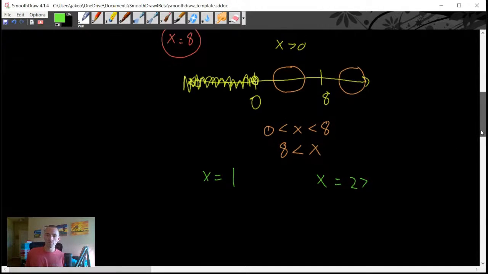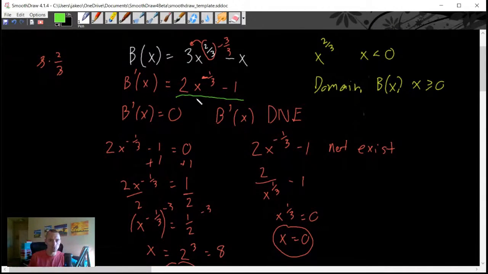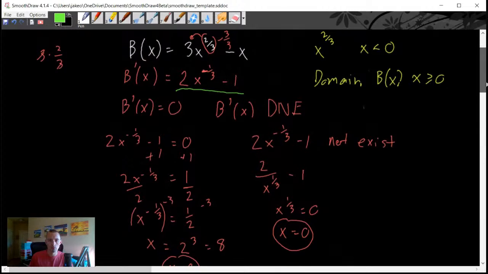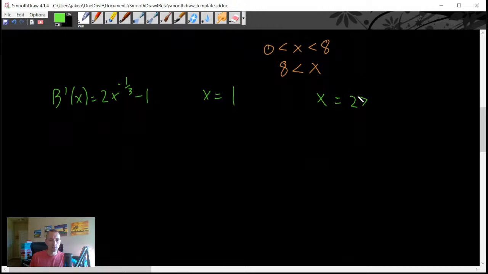Okay. So then once you've picked your x values, the first derivative test says that we're going to take those x values and we're going to plug it into our derivative. So we're going to plug it into b prime of x equals 2x to the minus 1/3 minus 1. So let me just write our derivative here real quick. Okay, so now what we need to do is plug in each of these numbers that we've selected into our function. So we're going to find b prime of 1, and we're going to find b prime of 27.